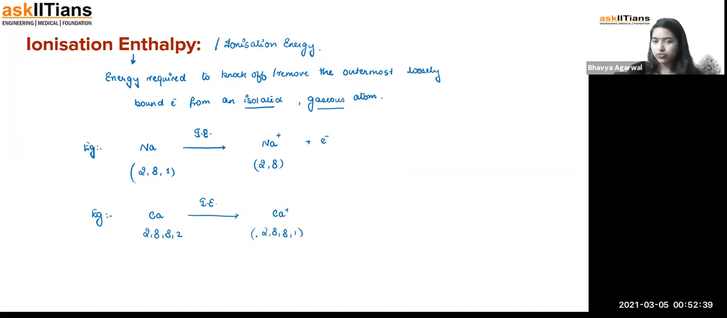One electron is removed. Now I have to provide more energy, some other energy. So when you remove one electron, that energy is your ionization energy 1. When you remove the second electron, it is the ionization energy 2. So that is Ca2+.